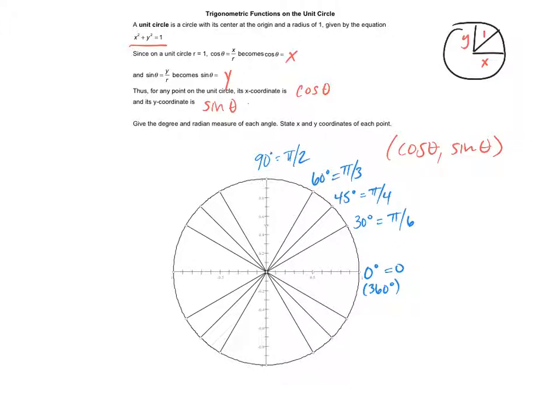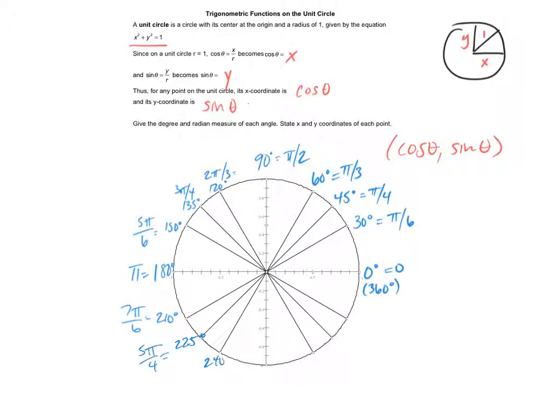And then we're going to keep going into quadrant 2. So 2 pi over 3 equals 120 degrees. Then we have 135 degrees, which is 3 pi over 4. And then we have 150 degrees, or 5 pi over 6. And then we have 180 degrees, or pi. Now we're into quadrant 3, and we have 210 degrees, which equals 7 pi over 6. We have 225 degrees, which is equal to 5 pi over 4.